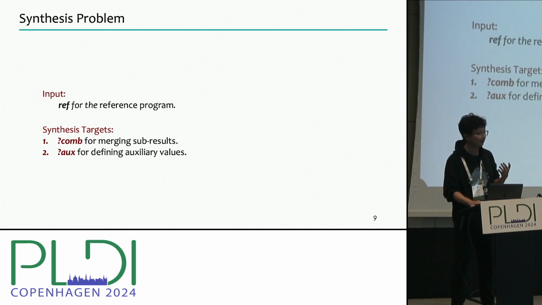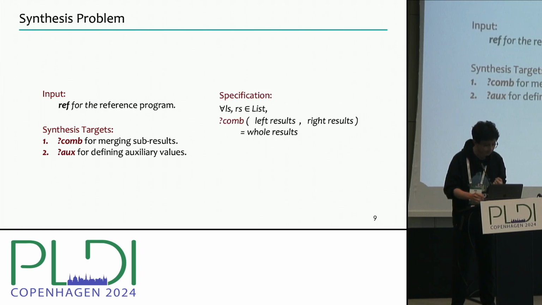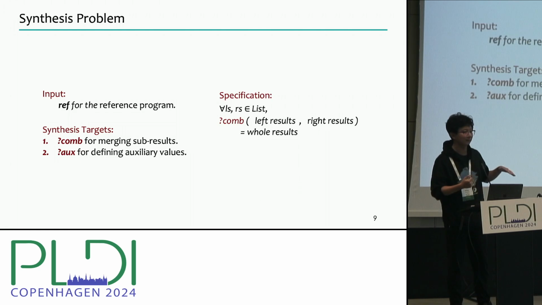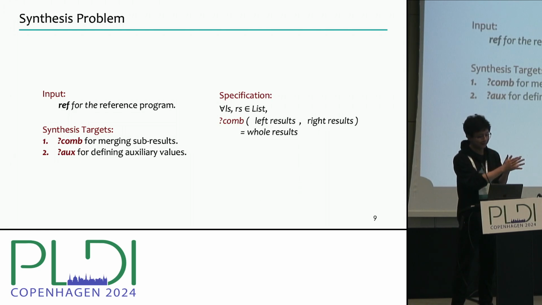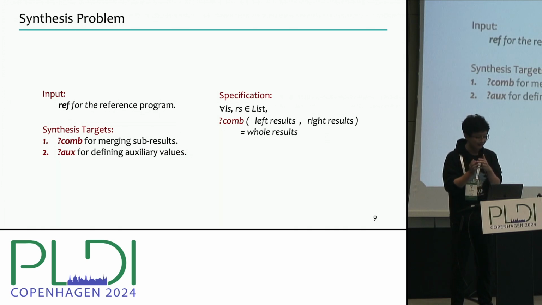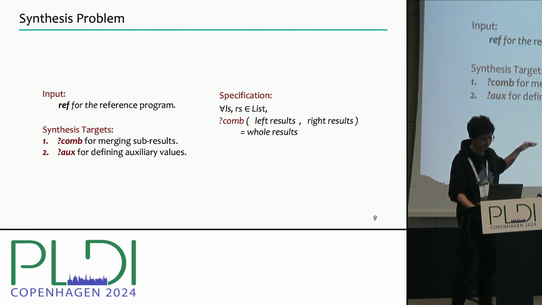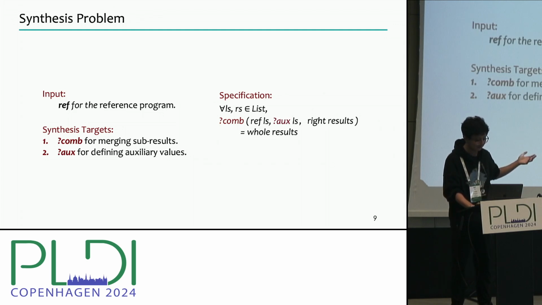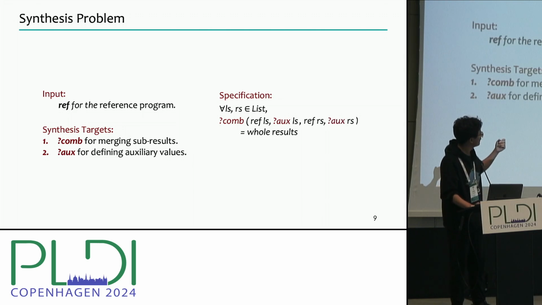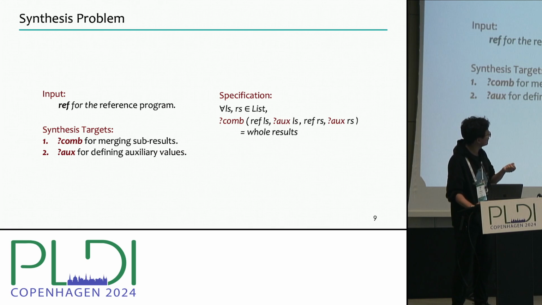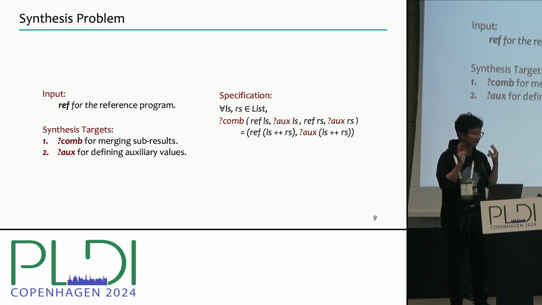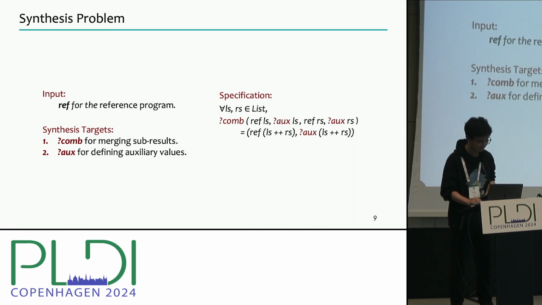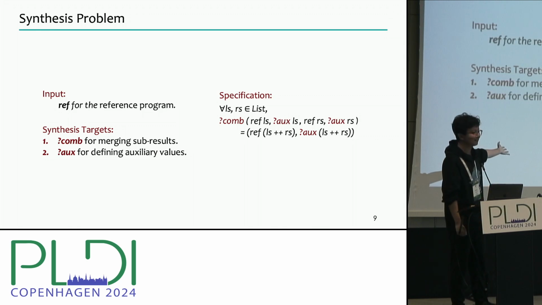And in the specification, what we want to do is to ensure that this combinator can correctly merge the results. That means that for any possible left list and any possible right list, given the left result and the right result, the combinator should be able to correctly produce the whole result. So if we unfold these results, the left thing should be the reference output on the left list and the auxiliary value on the left list, the right thing should be these two values on the right list, and the whole result should be these two values on the concatenated list. Okay, so this is clearly a synthesis problem.